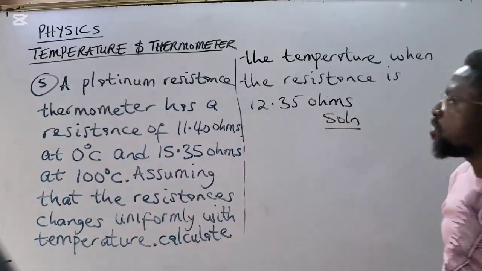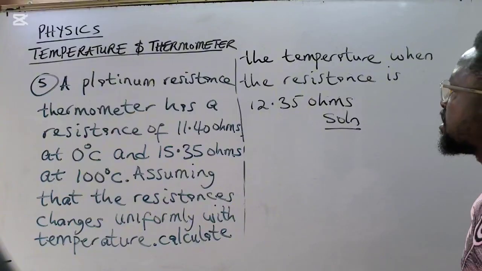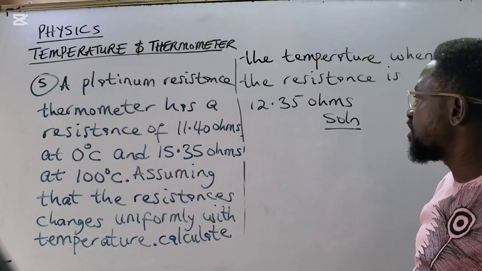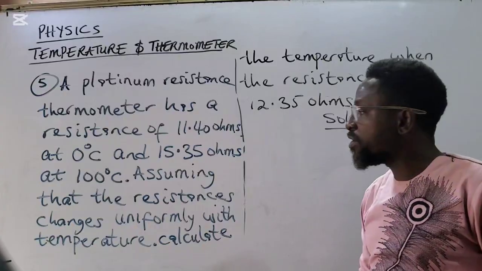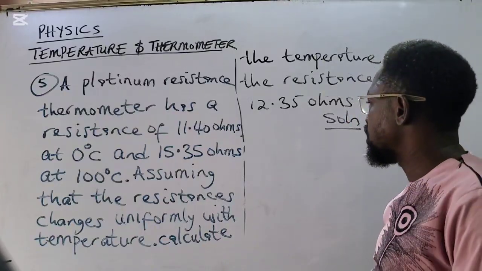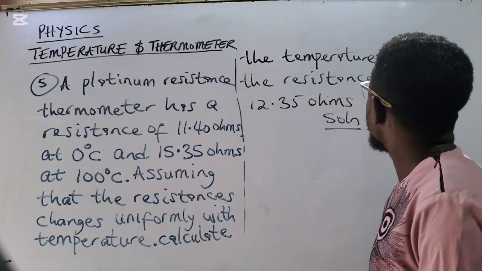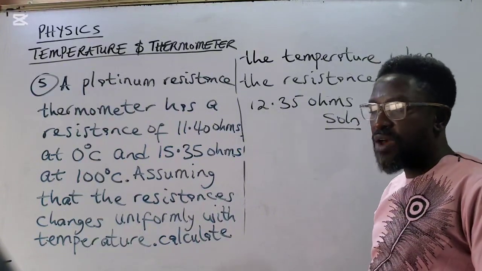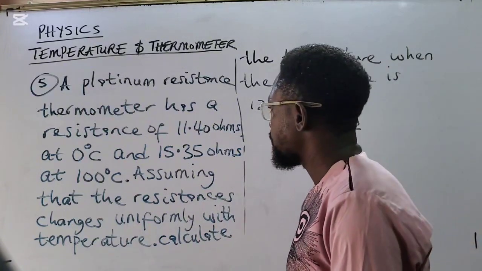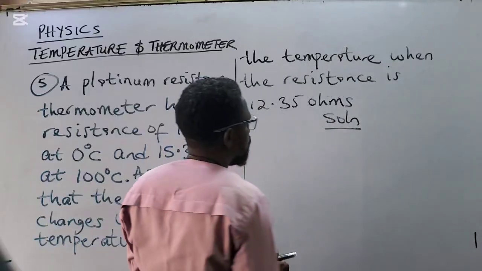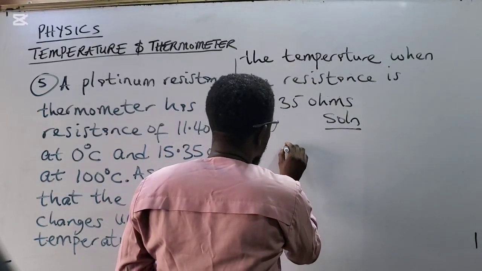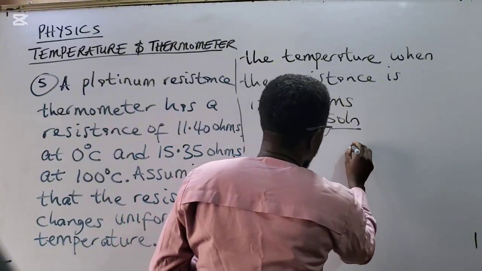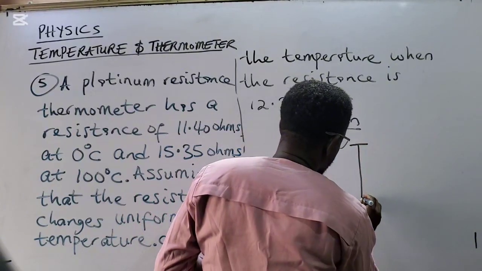Okay, now supposing you have a question like that. The platinum resistance thermometer has a resistance of 11.40 ohms at 0 degrees C and 15.35 ohms at 100 degrees C. Assuming that the resistance changes uniformly with temperature, calculate the temperature when the resistance is 12.35 ohms. From the diagram I drew initially, you can actually calculate anything on temperature. So first thing to do is to draw the actual temperature, and draw the other one for the resistance thermometer.